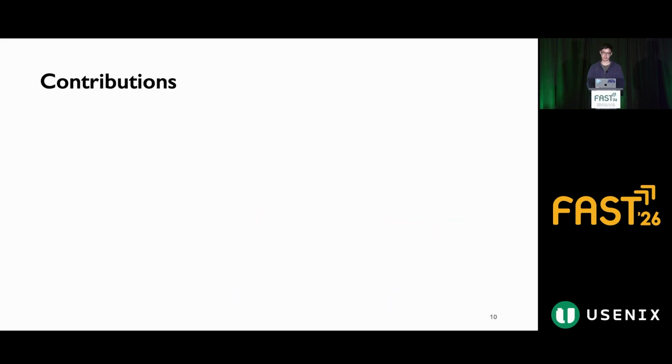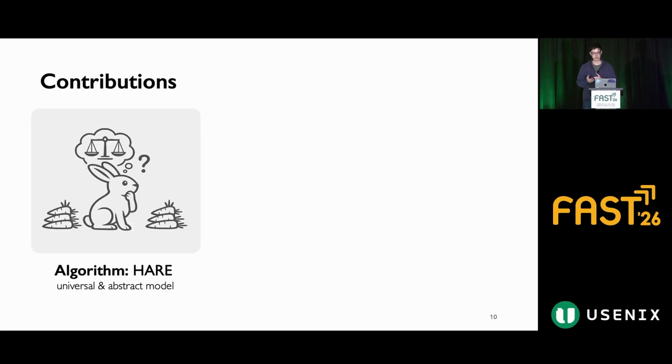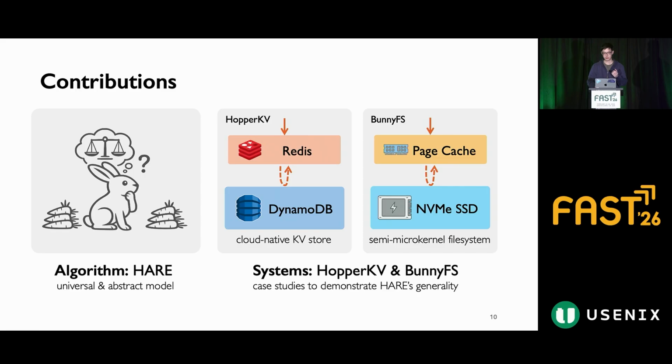So in our work, we make the following contributions. We first present an algorithm called HARE, which is based on a universal abstract model about cache and other cache correlated resources. It tells you, given such workload statistics, how to do allocation. And then to demonstrate the generality of HARE in practical systems, we build two systems as a case study. HopperKV is a cloud-native KV cache, while BunnyFS is a local file system semi-microkernel, with different resources to manage, but they share the same core principle. For time reasons, I will only go over HopperKV, but feel free to check out our paper for BunnyFS.